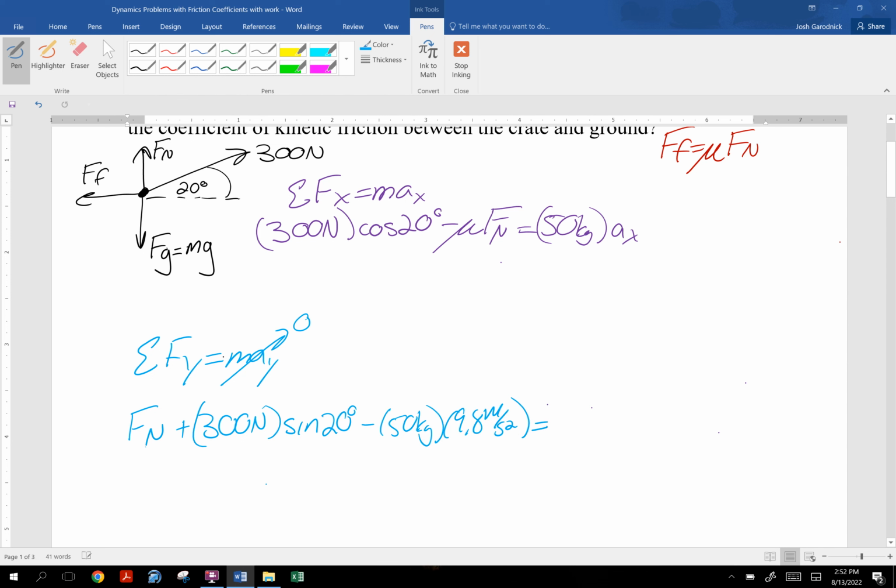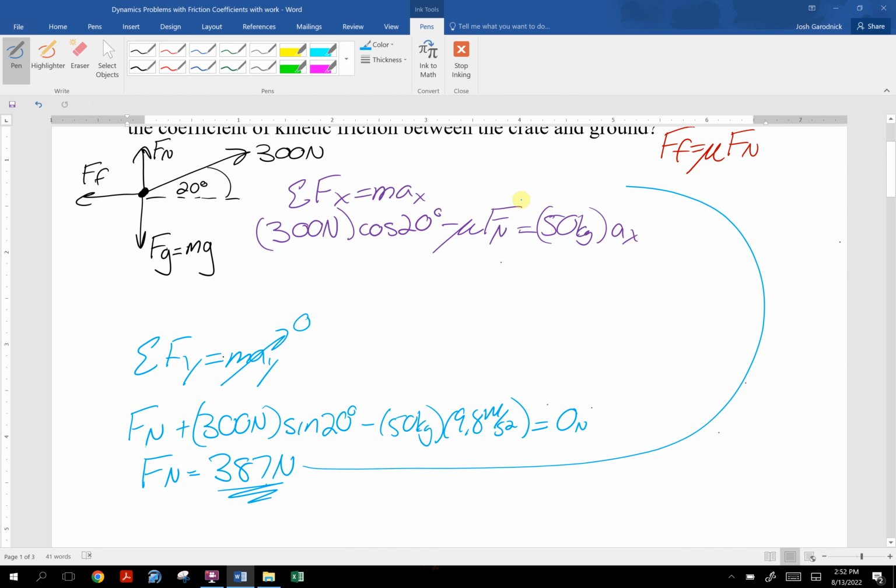And hey, we can get the normal force. That equals 0 newtons. So the normal force is equal to 387 newtons. Yippee. That's great because we now know the normal and we could sub it in. I want to stress this. Your job in these problems is to isolate the normal force and sub it into mu Fn. Okay, that is your goal whenever we have these kind of problems. Just isolate Fn, sub it in.